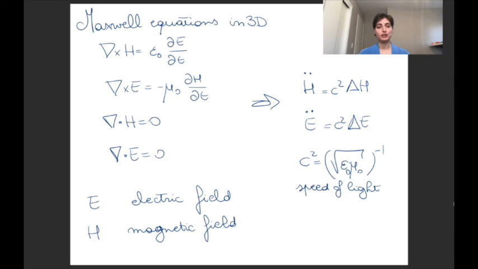At the same time, the divergence of H and of E is equal to 0. If we merge these equations, we retrieve that we can actually split H and E, in which we can write both of them as a wave equation where the second derivative in time of H is equal to c squared delta H, and the same is true for E, where c squared is this constant, 1 over square root of epsilon 0 mu 0. That is actually the speed of light.